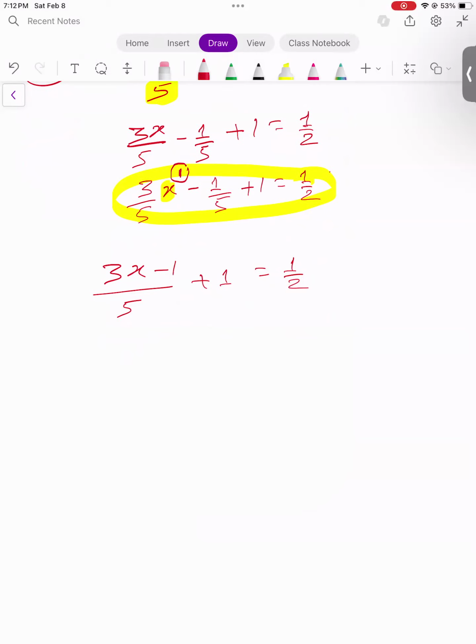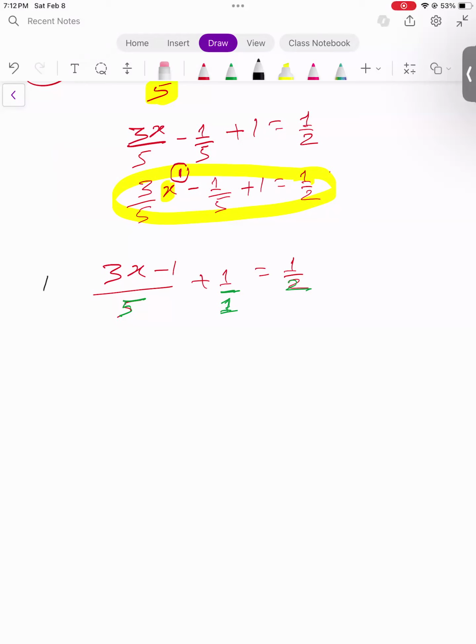In order to solve this, we find the common denominator. This one has a denominator of 1, so we have 5, 1, and 2 as denominators. What will be the common denominator for 5, 1, and 2? 10. Okay, that's good. So 10 is the common denominator. So let's multiply each term of this equation by 10.